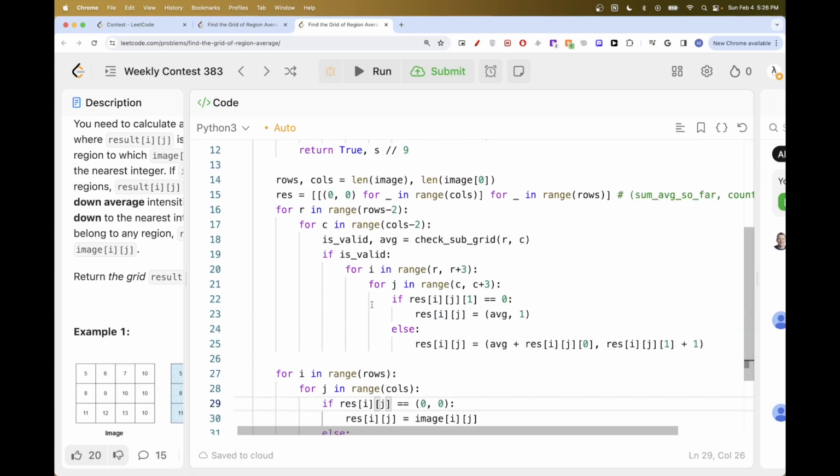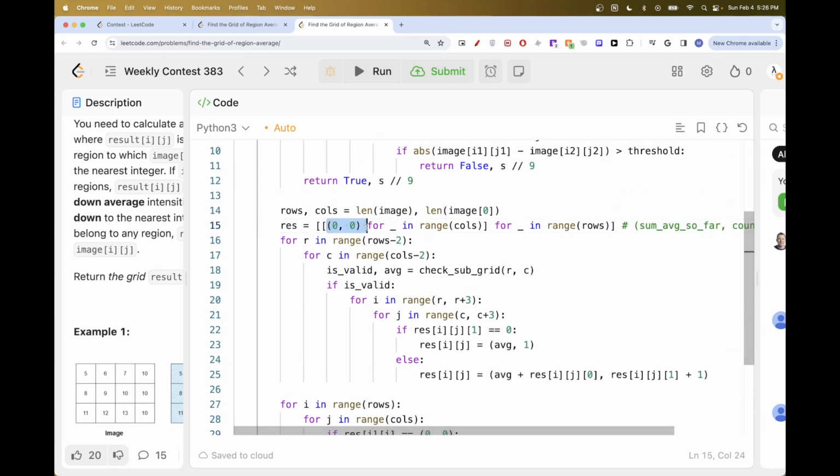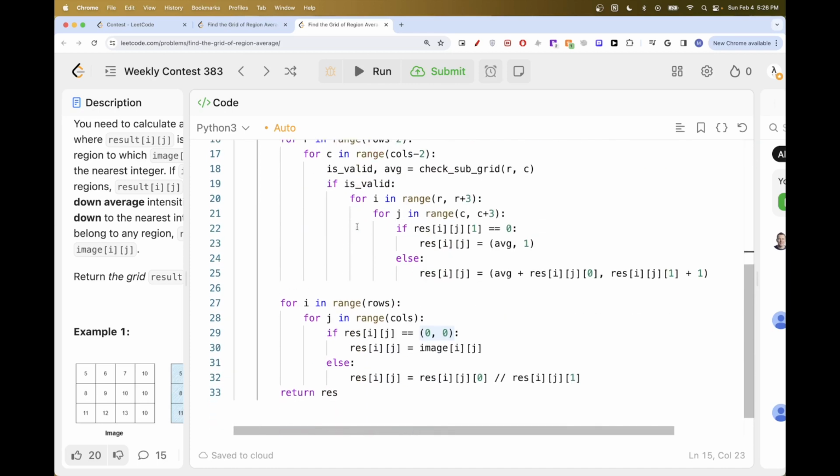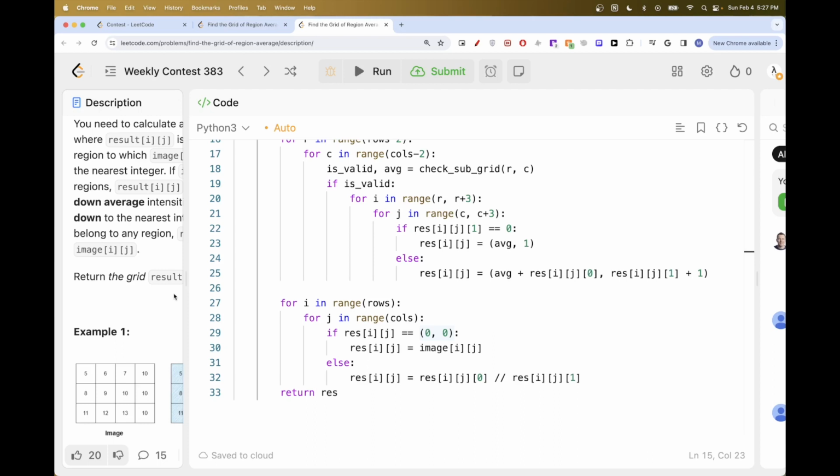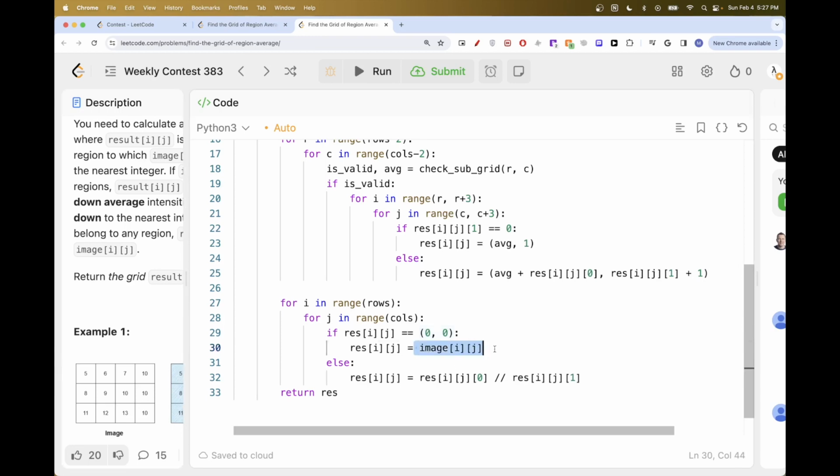However, there's one case: what if it wasn't part of any regions? So the value is still 0. Well, for those cases, we need to just put the initial density, or the initial intensity, for that specific cell. And so that's what I'm doing here, okay?